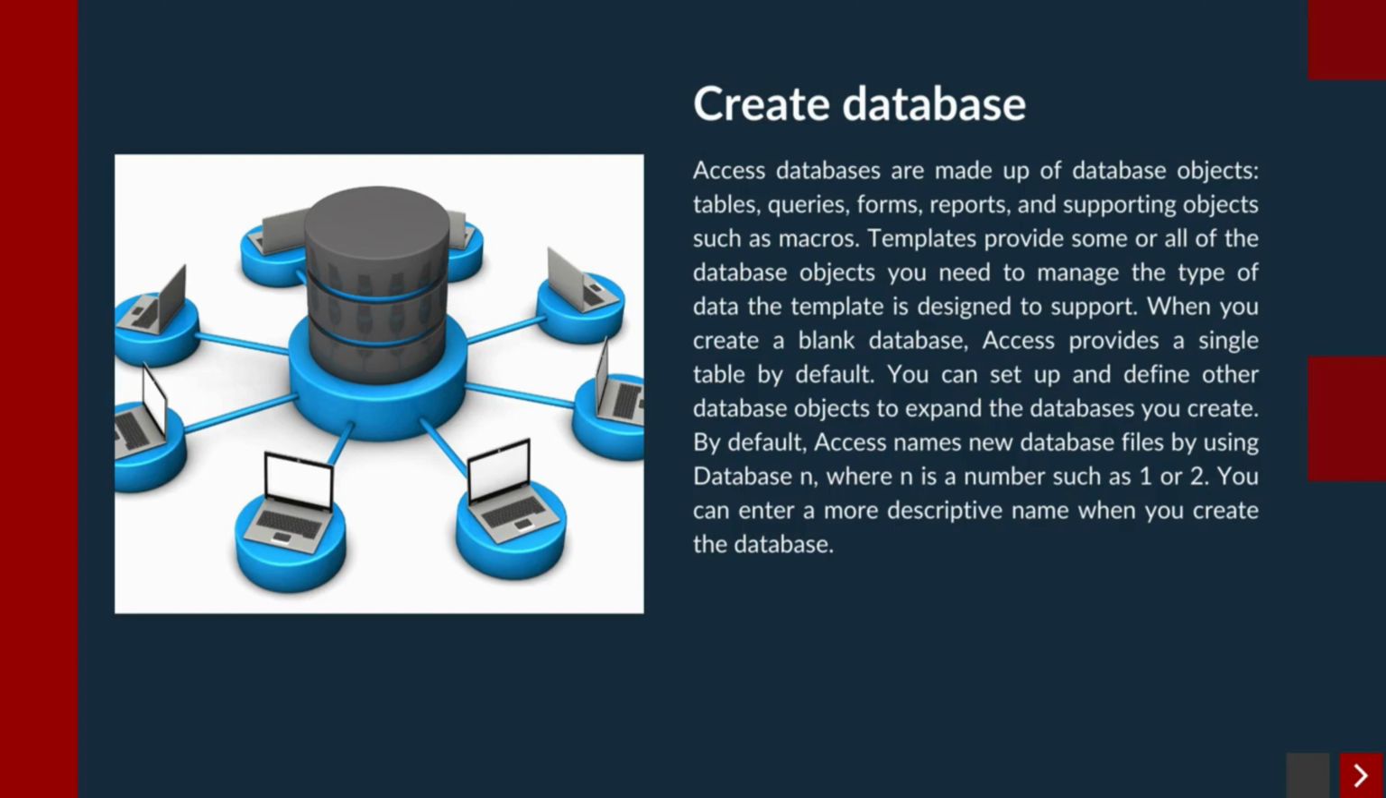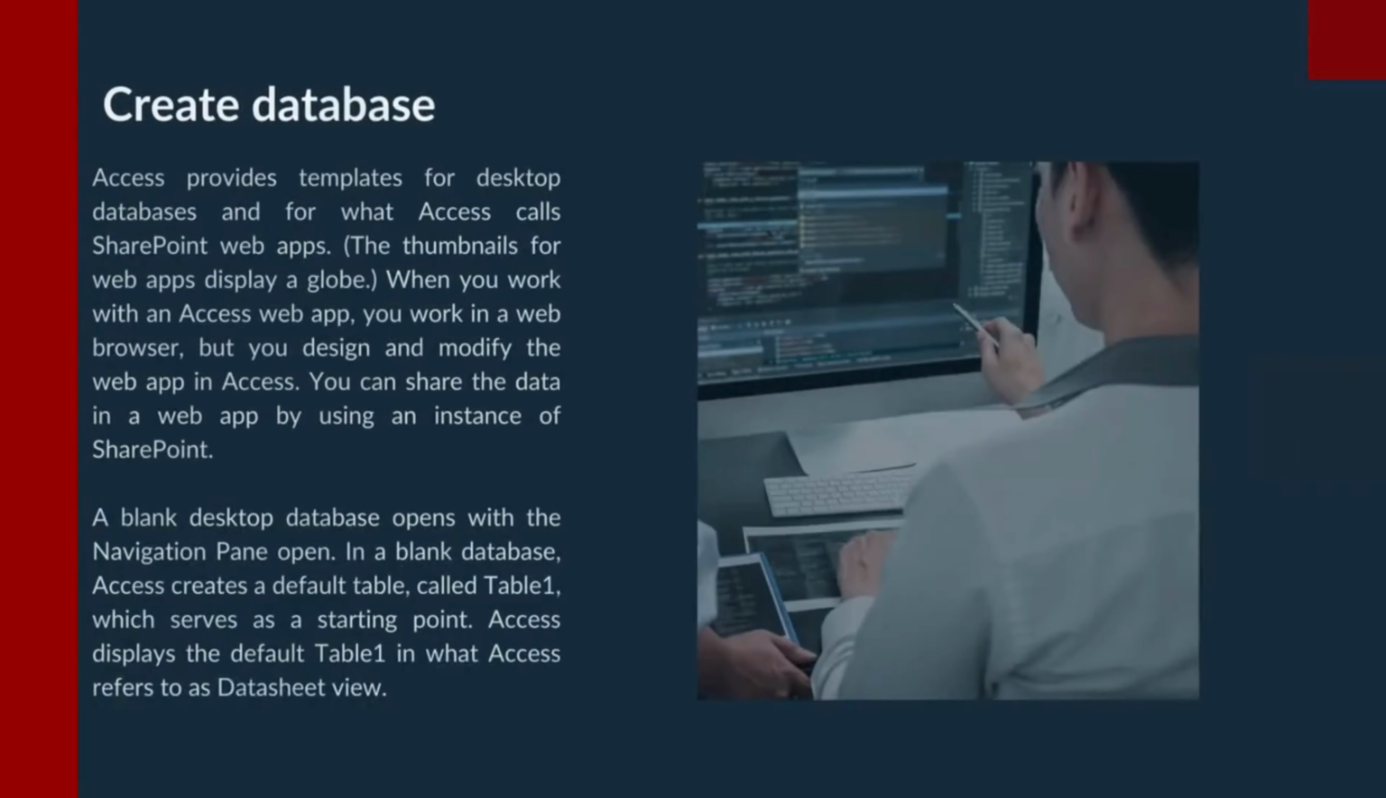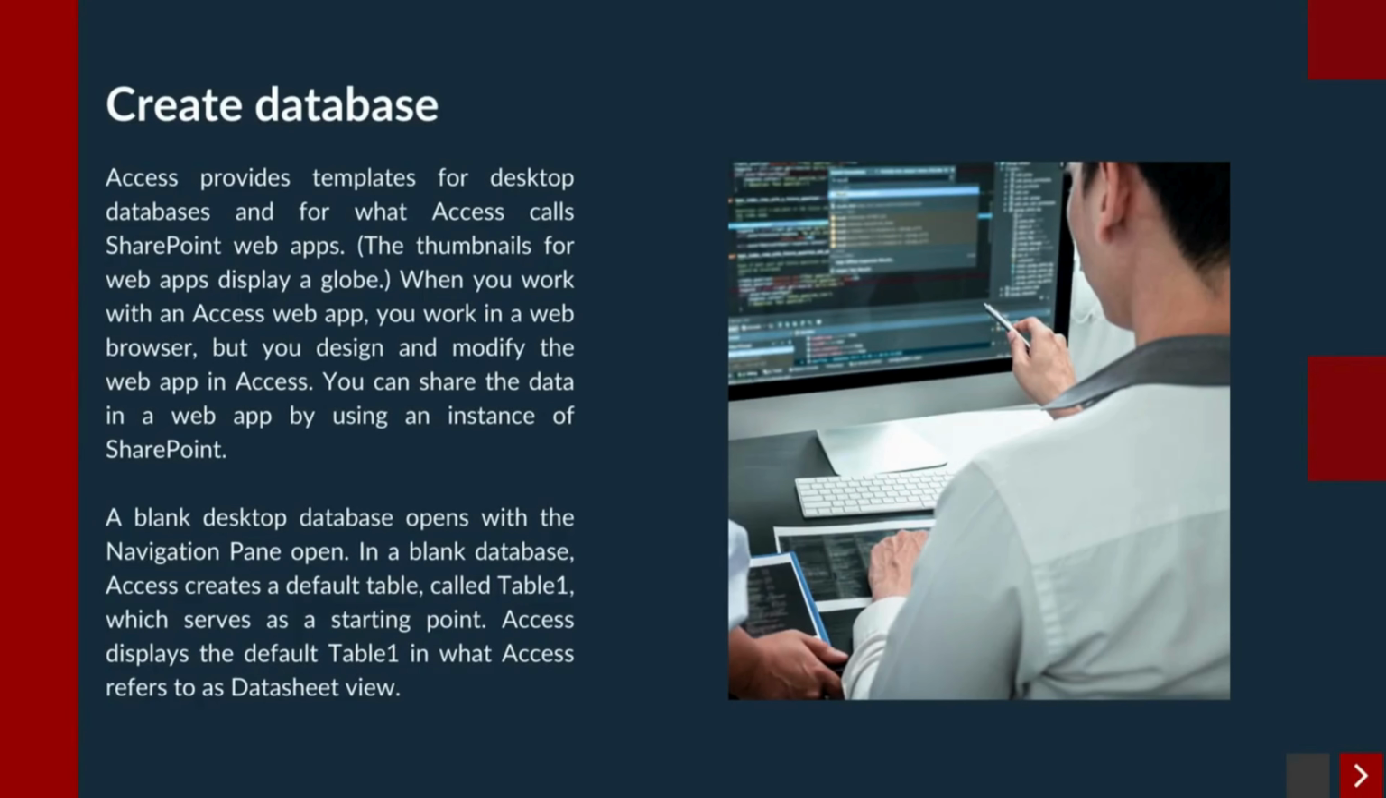By default, Access names new database files using Database n, where n is a number such as 1 or 2. You can enter a more descriptive name when you create the database. Access provides templates for desktop databases and for what Access calls SharePoint web apps. The thumbnails for web apps display a globe. When you work with an Access web app, you work in a web browser, but you design and modify the web app in Access. You can share the data in a web app by using an instance of SharePoint.